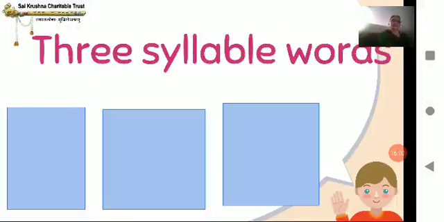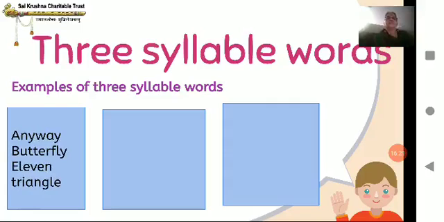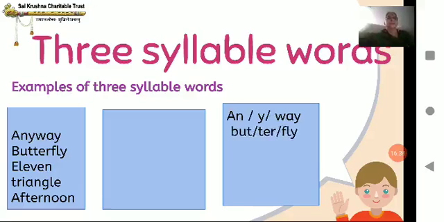Now we proceed to the 3 syllable words. The 3 syllable words, examples are, you can break them into 3 parts. Anyway, butterfly, eleven, triangle, afternoon. Now see, anyway can be written as an, y, way. Then you can have butterfly, that's what I mean.